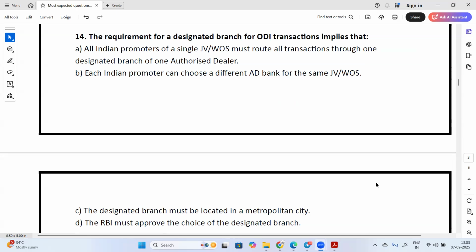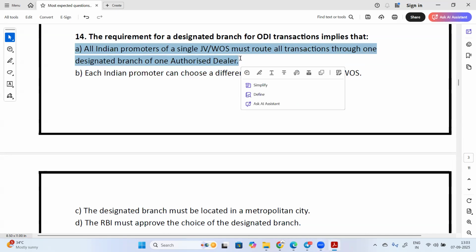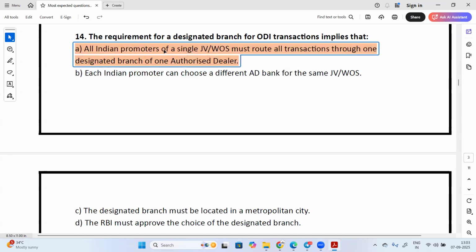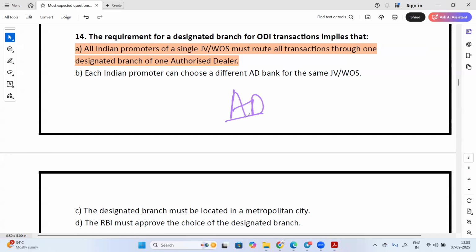So let's see what the right answer is. Before knowing the right answer, you should also give your own answer so that you can get to know how many questions you know, or if you are guessing on some grounds, whether it is correct or not. So the correct answer is A, that all Indian promoters of a single JV or WS must route all transactions through one designated branch of one AD. So from the single AD branch, they have to do all the transactions.